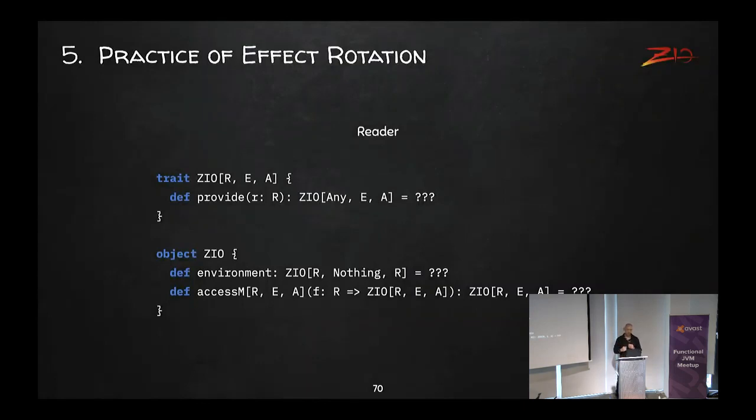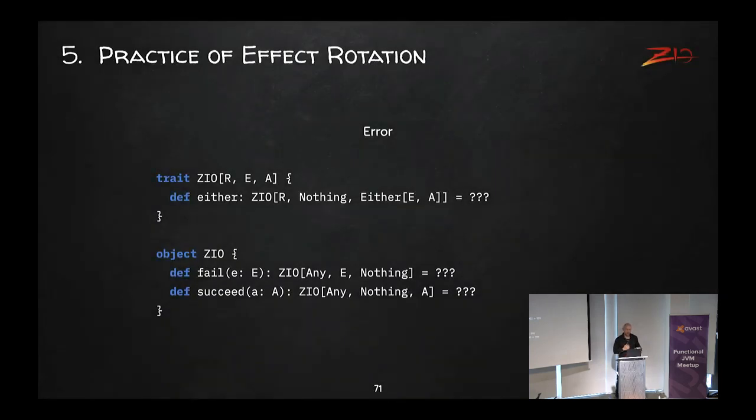To support the effect of reading, you have provide, which is the way you eliminate the R effect. You give an effect an R, and suddenly that type parameter goes to Any. It's gone. It doesn't need anything now. Environment is how you access the environment. And then accessM provides a very common way of looking at that R and then doing something based on it. AccessM is actually the more common way to use the environment, although you can implement one in terms of the other, so you only need one of those. You need 2. That's the pattern of functional effects, by the way. You need introduction and elimination. You're going to see at least those in all your functional effects.